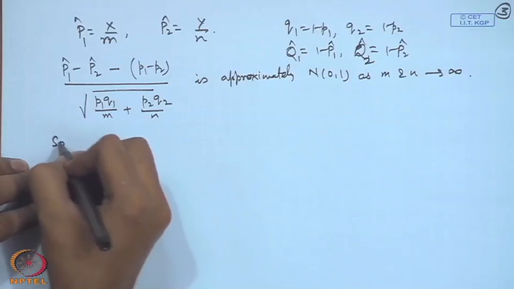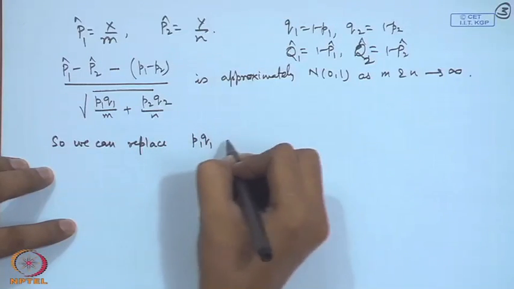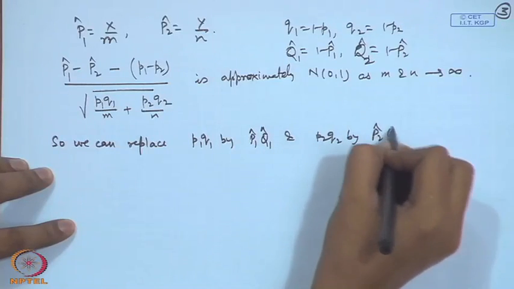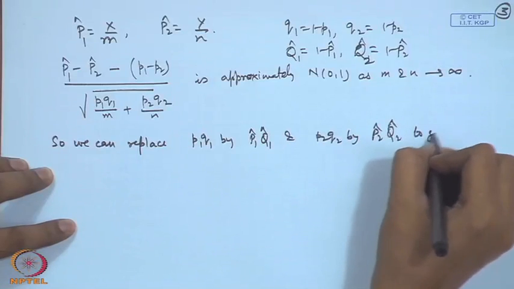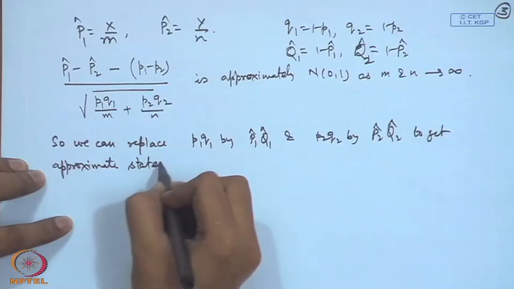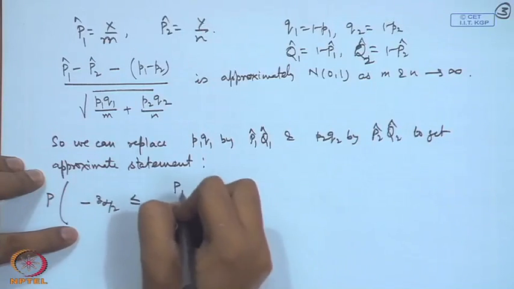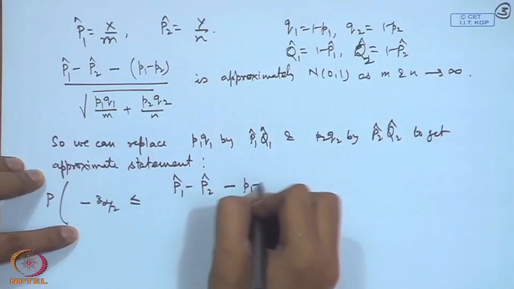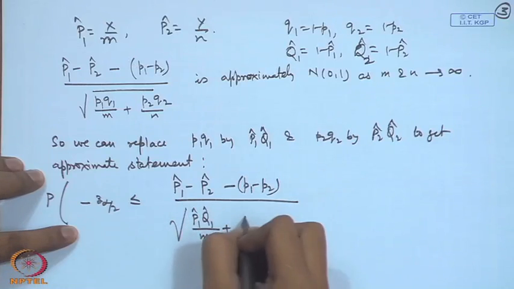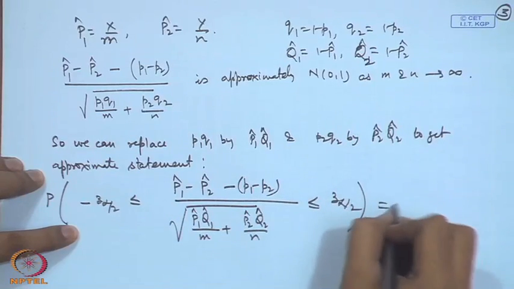So, then we can write, we can replace P1 hat Q1 hat and P2 Q2 by P2 hat Q2 hat to get an approximate statement of the following nature, that is probability of minus z alpha by 2 less than or equal to P1 hat minus P2 hat minus (P1 minus P2) divided by square root of P1 hat Q1 hat by m plus P2 hat Q2 hat by n, this is less than or equal to z alpha by 2, this is equal to 1 minus alpha.